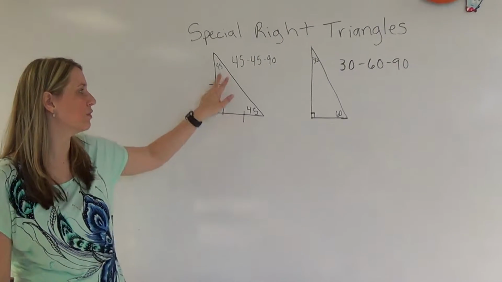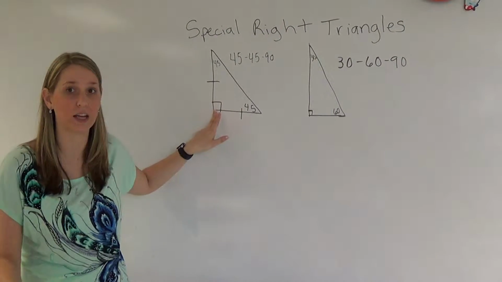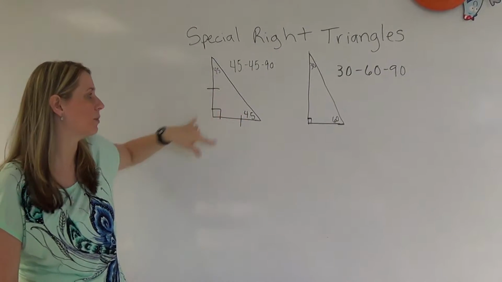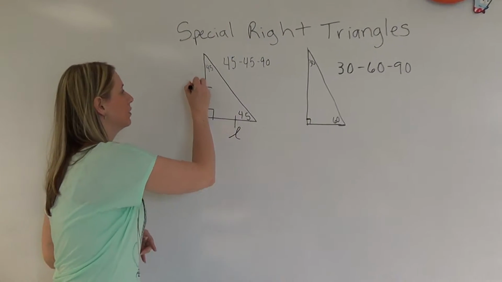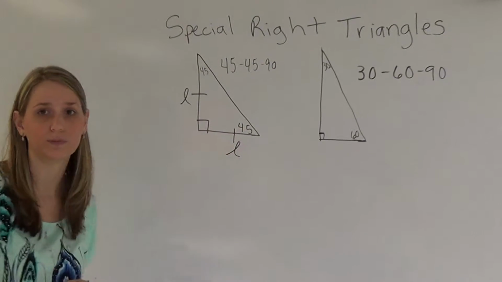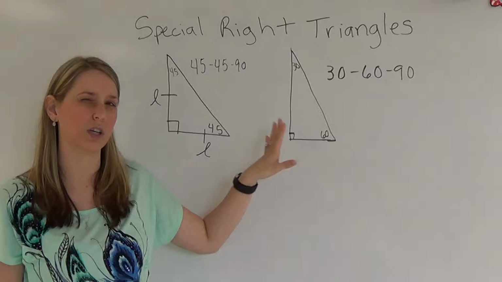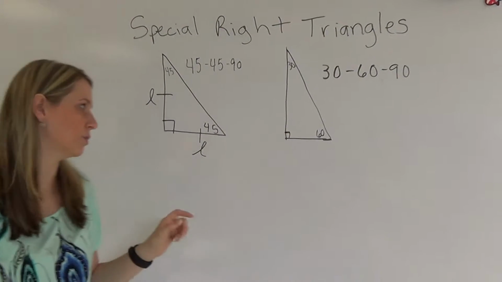We have a 45, 45, 90 triangle, which is named because it has two 45-degree angles, which makes both of your legs congruent, and these symbols mean that they're congruent. Okay? Then we have a 30, 60, 90, which is a little bit different. We'll get into that in a little while. So let's talk about this one first.